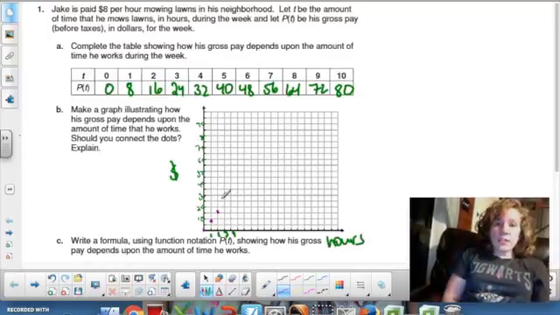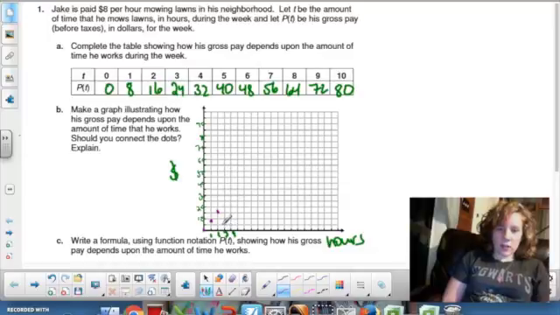Now, we're only told his hourly rate. We don't know if he gets money if he's there for half an hour or if it only goes in 1 hour increments. So one way of doing this would be to go through and just do the dots and say this is a discrete function, and I only have at 0 he makes $0, at 1 hour he makes $8, and so on.